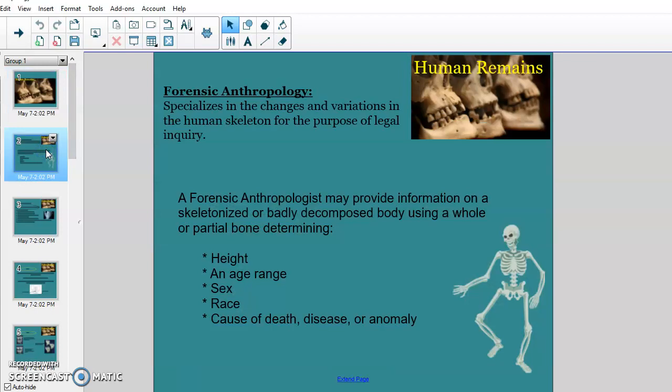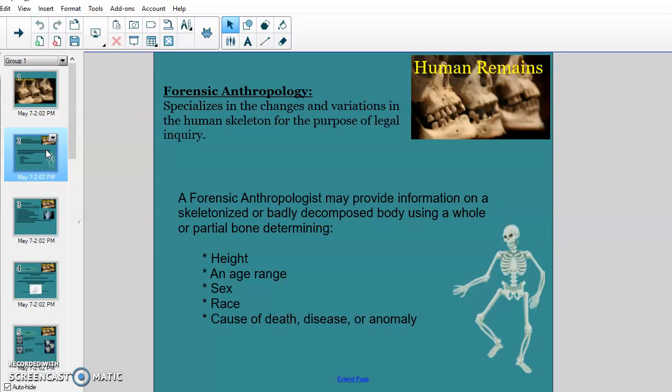So, forensic anthropology is the field that studies human remains. It specializes in the changes and variations in the human skeleton for the purpose of legal inquiry. So variations and different things in the human skeleton to try to figure out as much as we can about the height of the person, an approximate age range, sex, race, and then obviously cause of death, disease, or any anomalies that might be there.